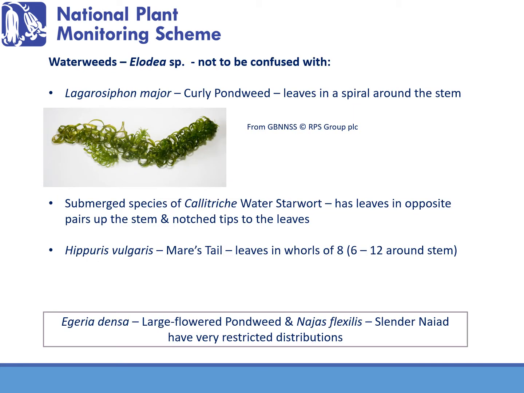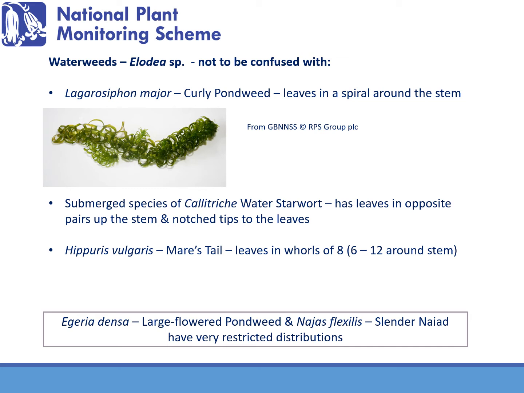So we're going to consider now which species you could potentially muddle Canadian and Nuttall's waterweed with. And the main species that look similar are some other species of introduced waterweed or non-native species in Britain. And illustrated here is Lagarosiphon major, curly pondweed, which does look quite superficially similar, particularly to the Canadian waterweed. But the main distinction between the two is that Lagarosiphon has its leaves arranged in a spiral up the stem rather than in the whorls of three that we saw on the previous slide.